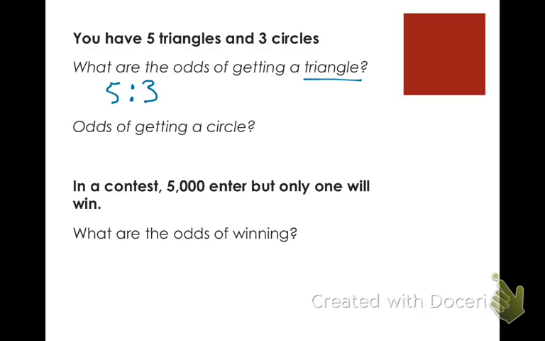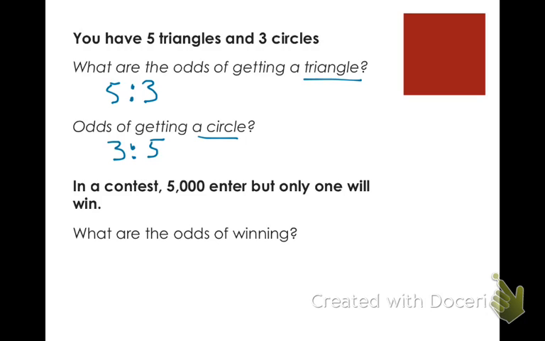Now the odds of getting a circle, so circles are favorable. So we list that first, and we compare it to our other choices, which is triangles, 3 to 5. If we could reduce that as a fraction, we would, but that is in lowest terms. Let's try the next one.